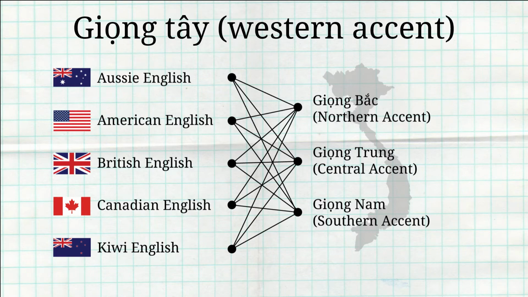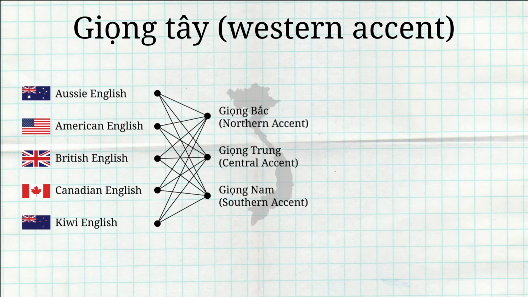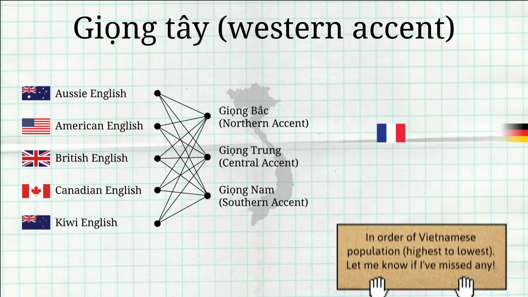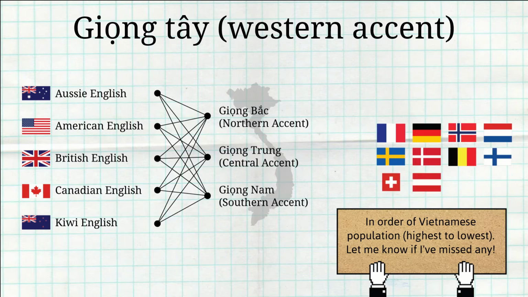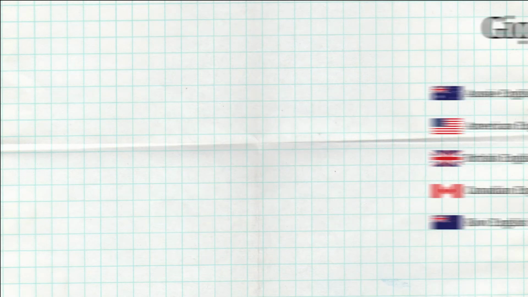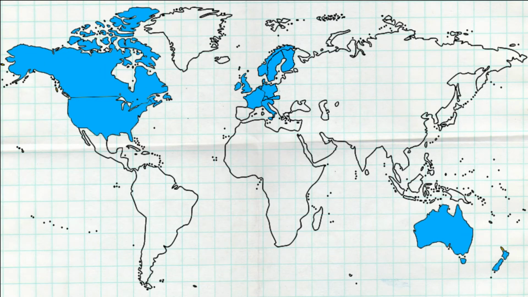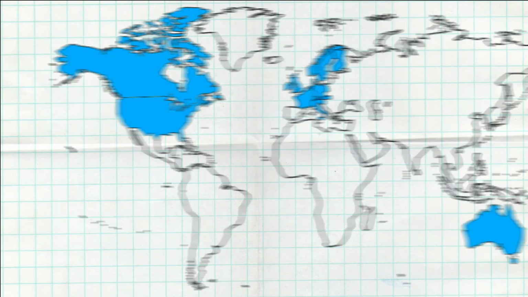But we shouldn't forget the other Western countries that also resettled Vietnamese refugees, namely France, Germany, Norway, Netherlands, Sweden, Denmark, Belgium, Finland, Switzerland, Austria, Italy, and any others I may have forgotten. Each of these countries having their own set of accents. Basically, if you were born in or grew up in a Western country, then you probably have this accent.